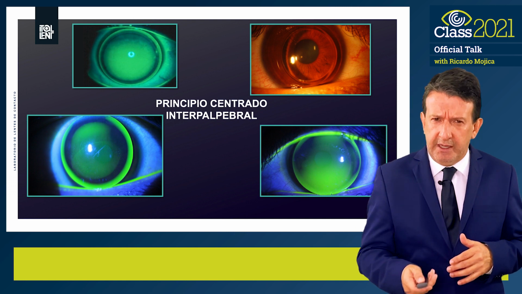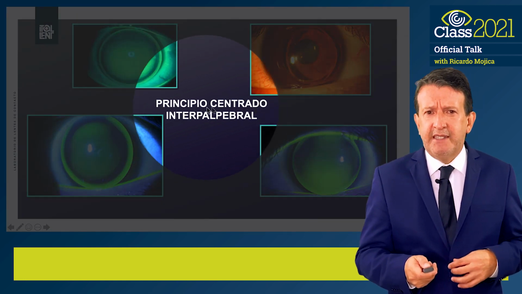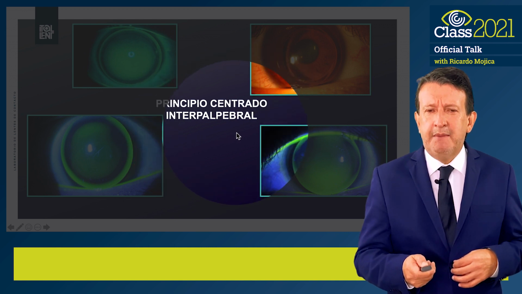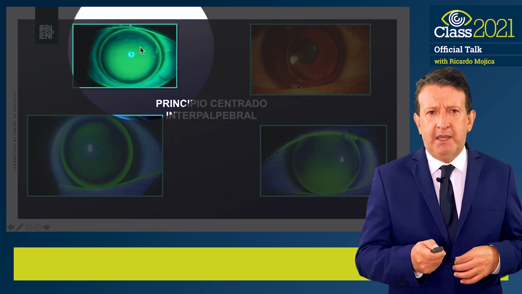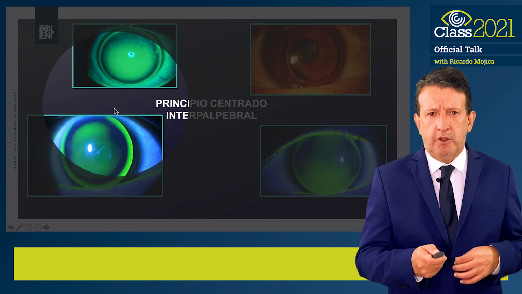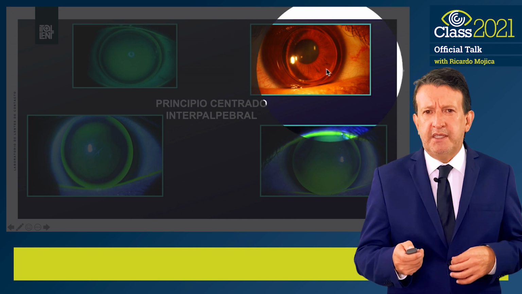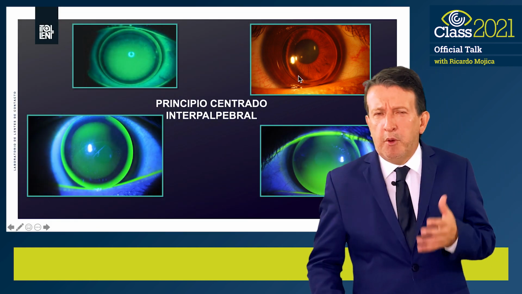And the philosophical principle is that the lens is in a centered, interpalpebral position. And what does that mean? That the lens stays centered and between the two eyelids. If I see this when I fit a rigid contact lens, I say that the contact lens is fine, because I have seen it many times.